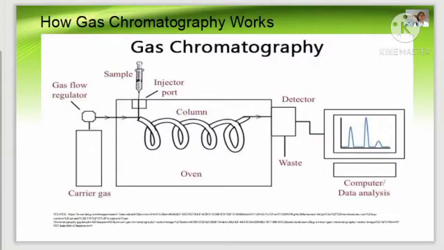So, how does gas chromatography work? First, a liquid sample is prepared. The sample is mixed with a solvent and is injected into the gas chromatograph. Typically, the sample size is small, in the microliter range. Although the sample starts out as a liquid, it is vaporized into the gas phase.